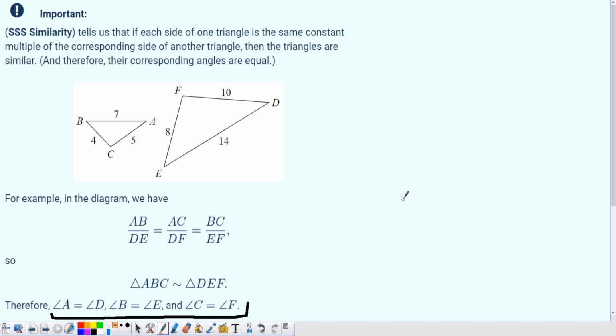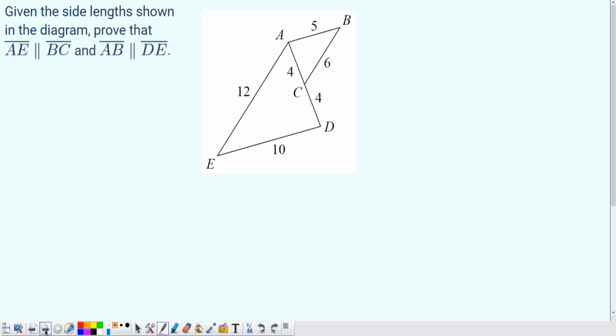Now, it seems pretty simple to use. It can be a little tricky, but it's just setting up proportions with all the sides. So, let's get started. We have the following problem.